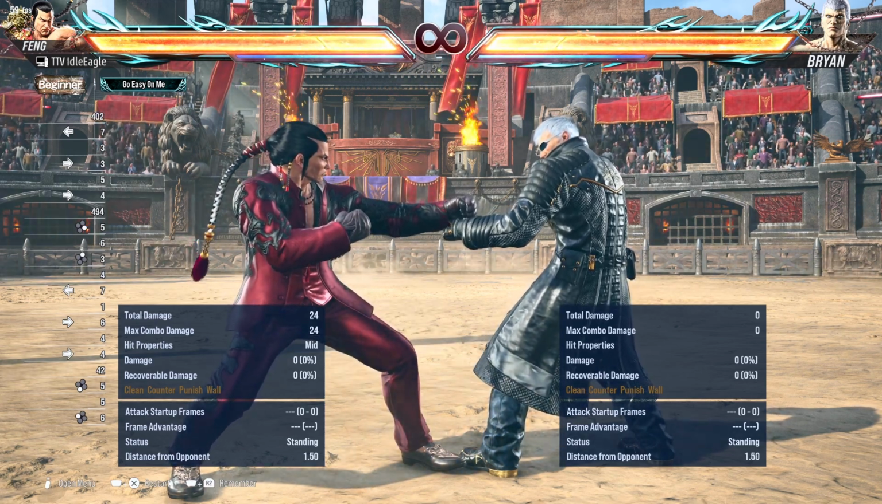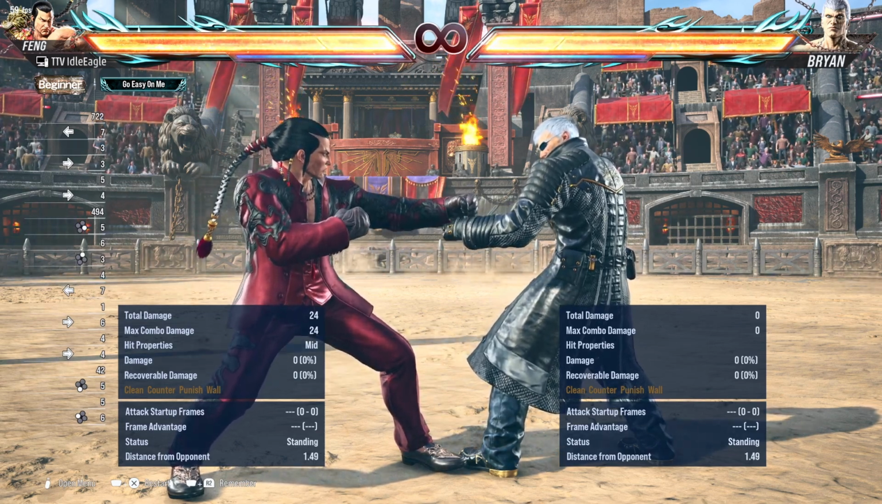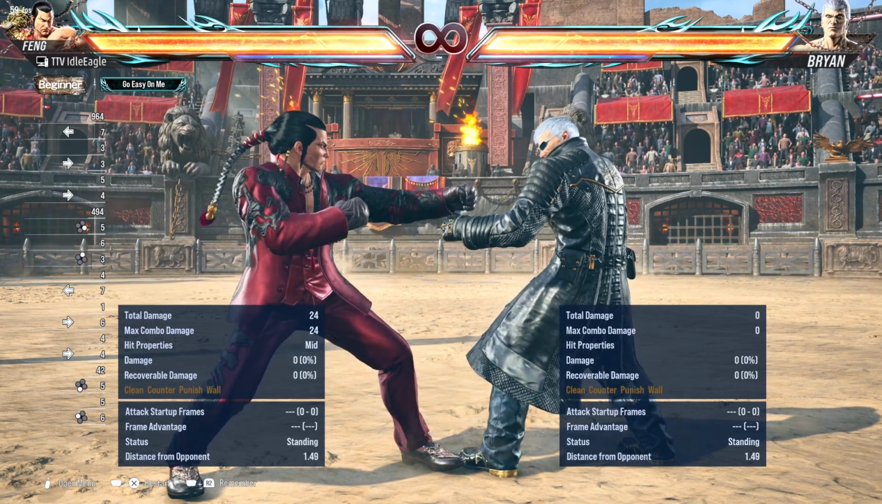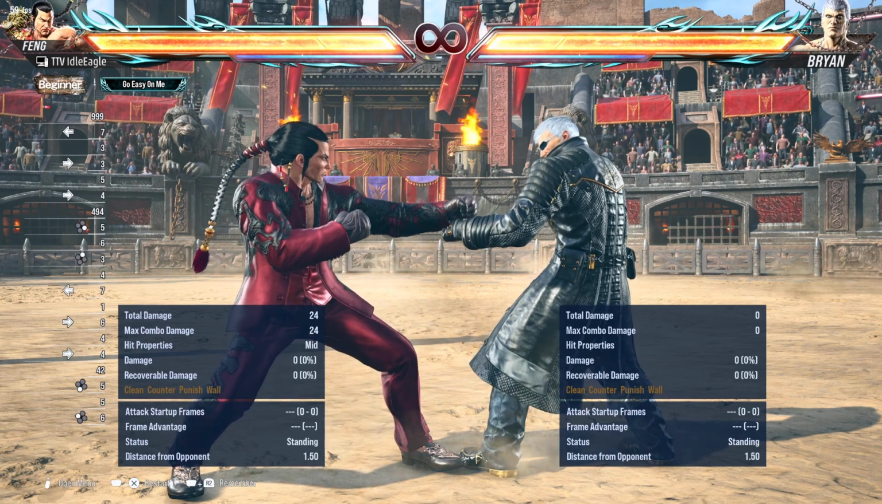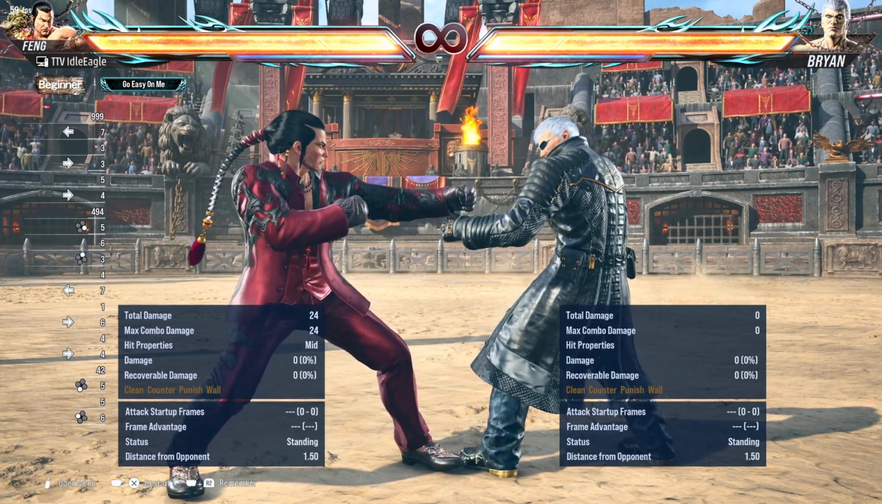So, first off, what are frames in Tekken? Well, you see in the top left where it says 59 FPS. I'm sure you all know what that means, right? The frames per second, just like on any monitor or on any screen. It's just the frames on the screen playing per second, right?